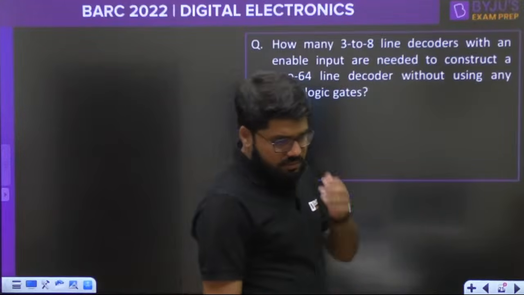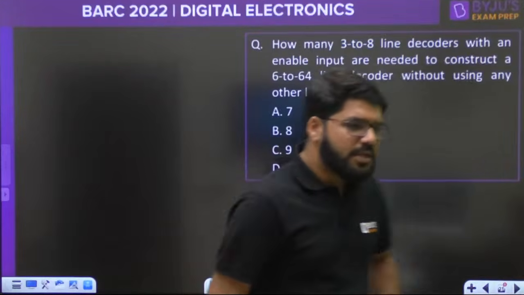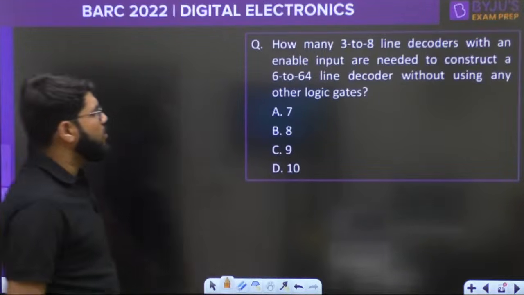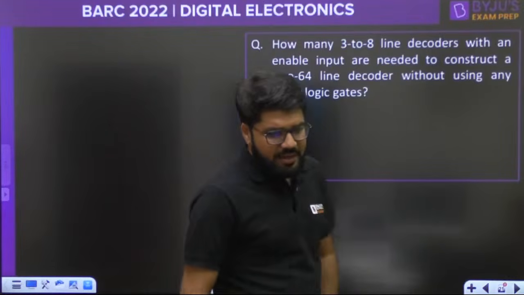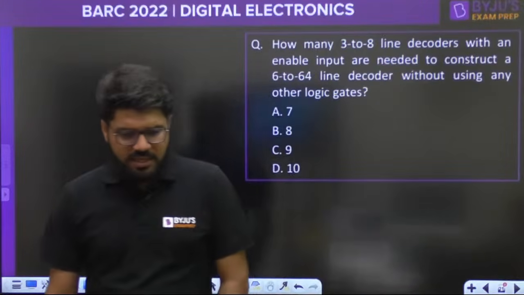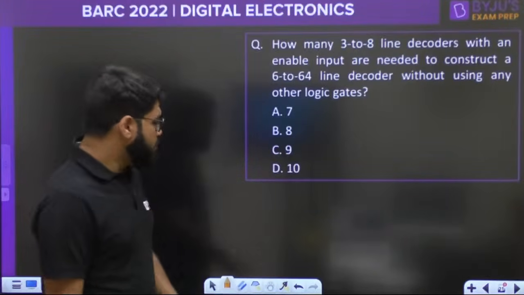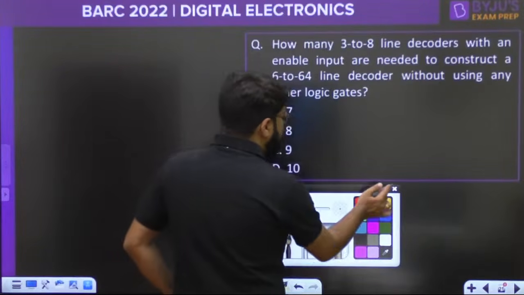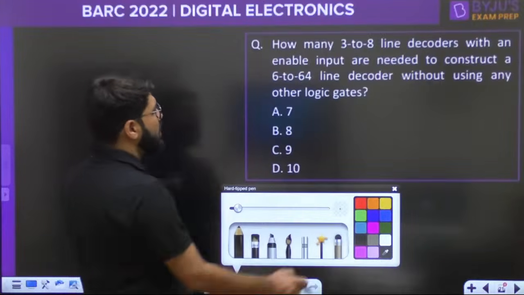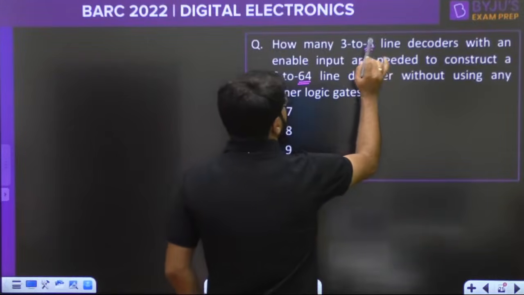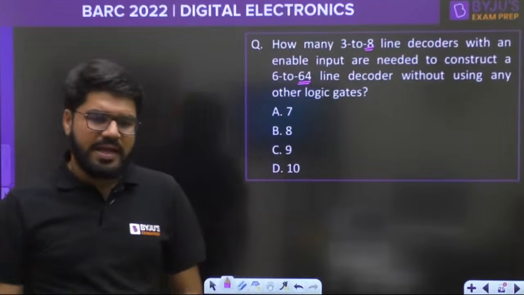Right, next one. This is a question expected from decoders. How many 3 to 8 line decoders with an enable input are needed to construct a 6 to 64 line decoder without using any other logic gates? Answer for this, guys, without using any other logic gates. The simple trick to solve this question is, see how many output lines you require. You require 64 output lines, and the decoder that is given has 8 output lines.